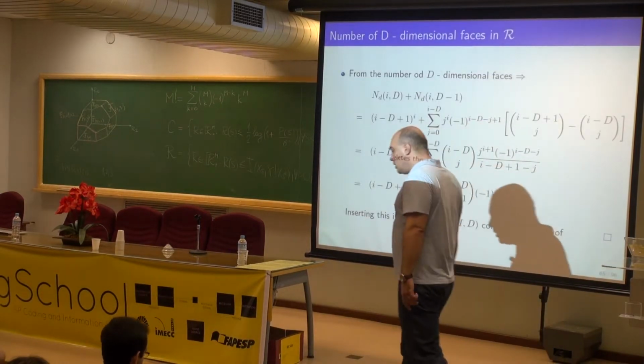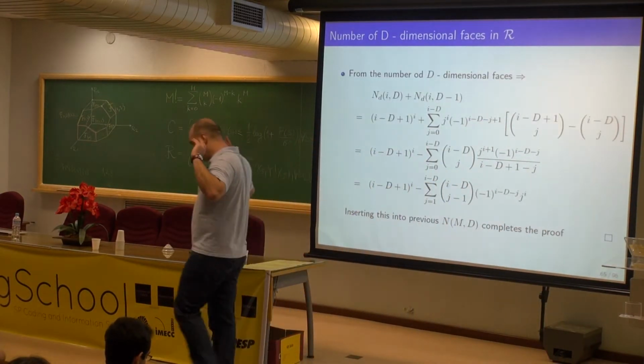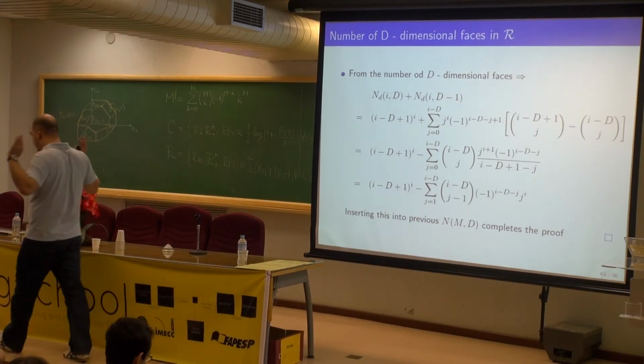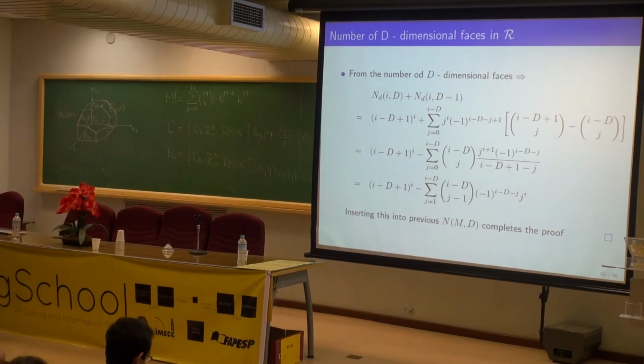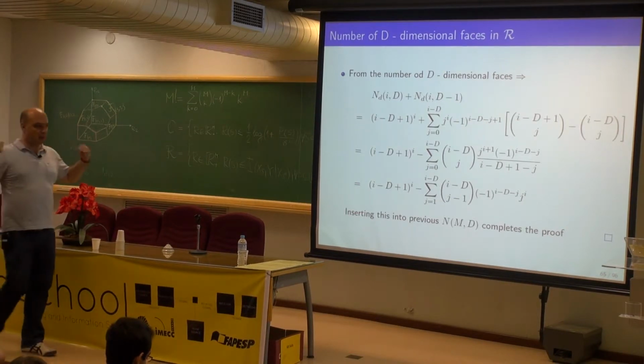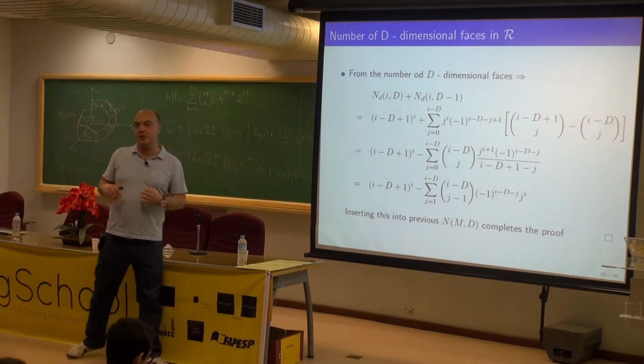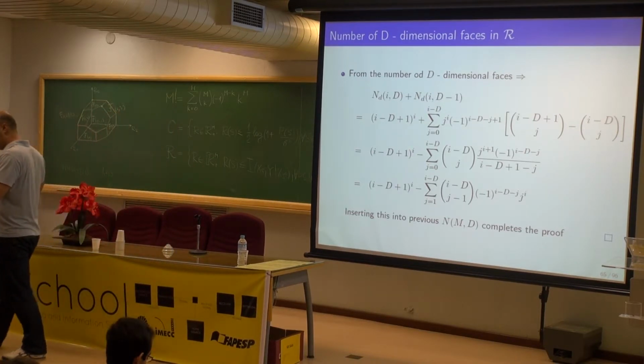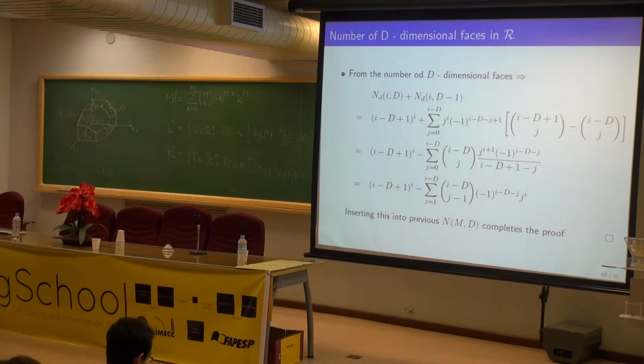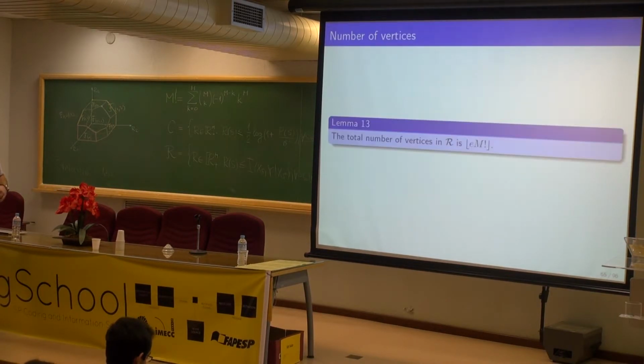Okay. So this concludes the main result. We managed to calculate the number of faces of any dimension in the dominant face and the number of faces of any dimension in the entire capacity region. And we discussed that we can also count the front faces, the back faces, etc.